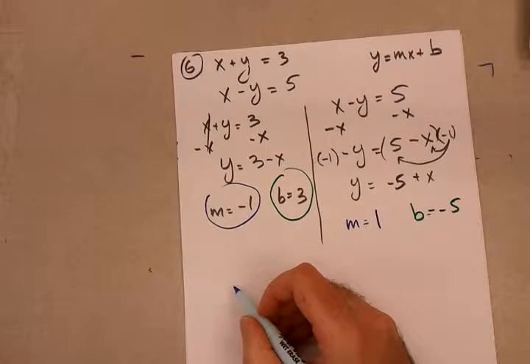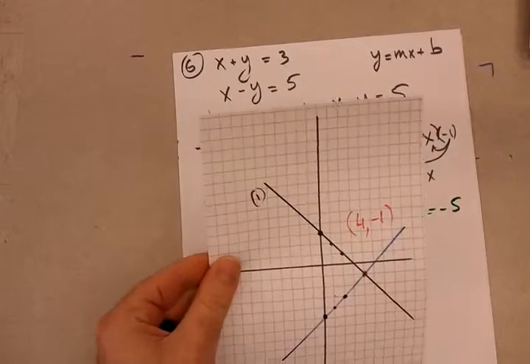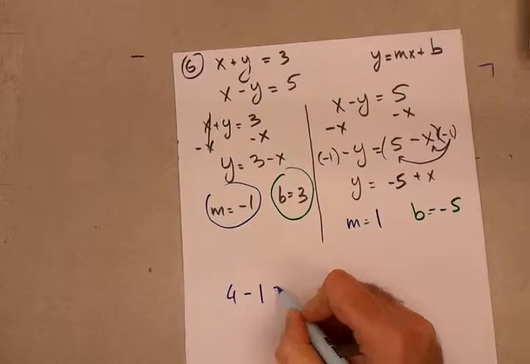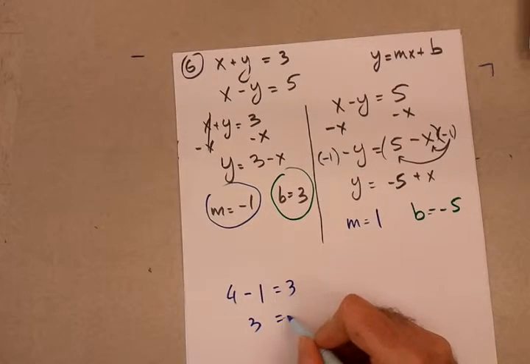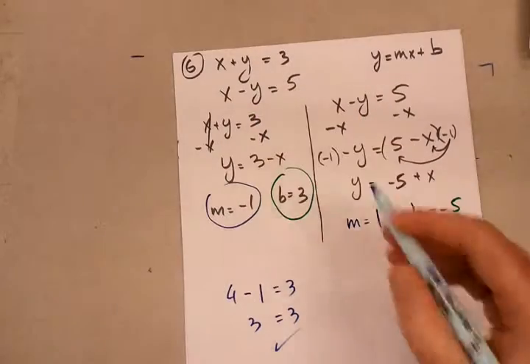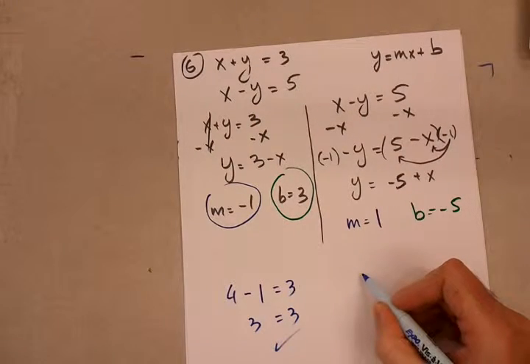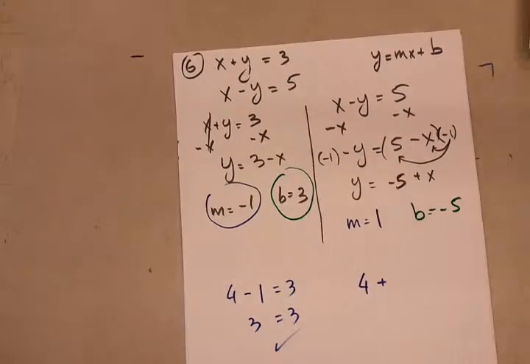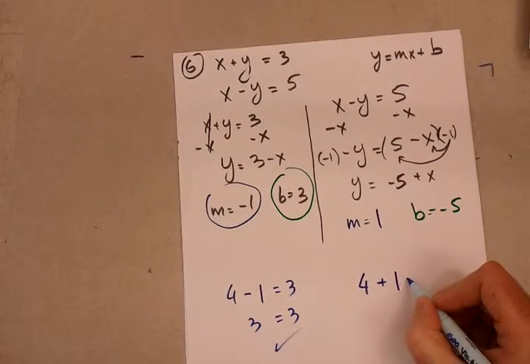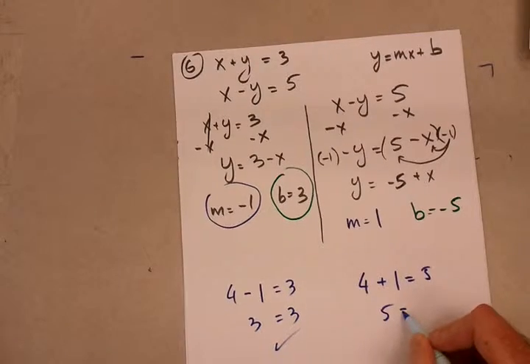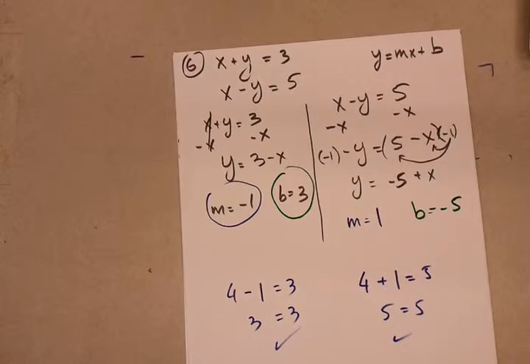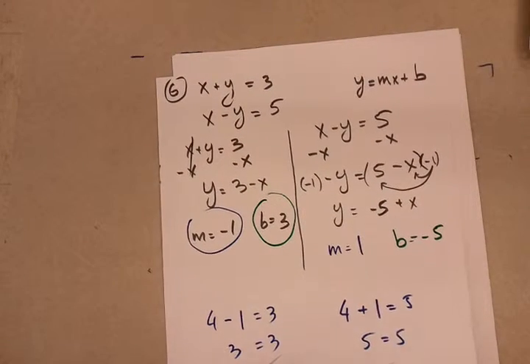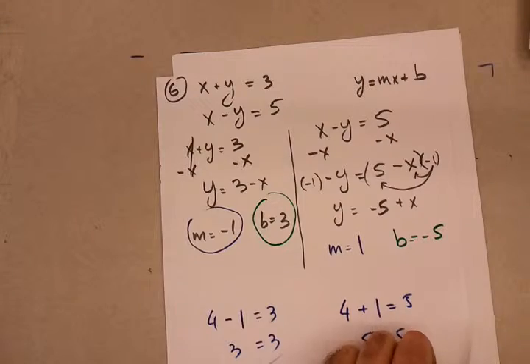So if x is 4, y is -1, from the first it will be 4 minus 1 equals 3, 3 equals 3, check. Over here it's going to be 4 plus 1, because minus 1, it's a double negative, and 5 equals 5, check. So that was number 6. I'm going to move on to number 9, which is the next problem we'll do.